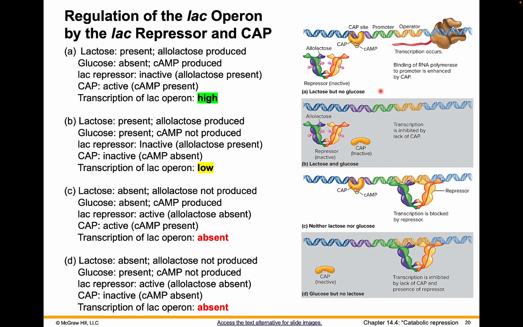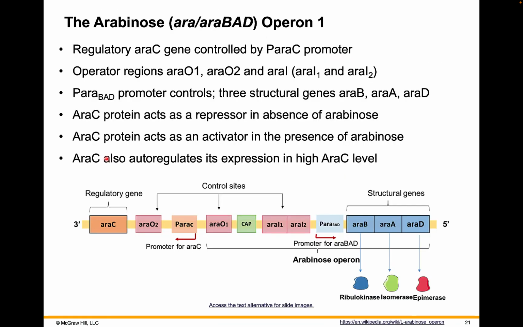So this is how there are different levels of transcription. And you can see that it is more like a dimmer switch of control rather than just turning on and off. So there is much finer control of the repression with the help of the catabolite activator protein in presence of glucose or lactose.